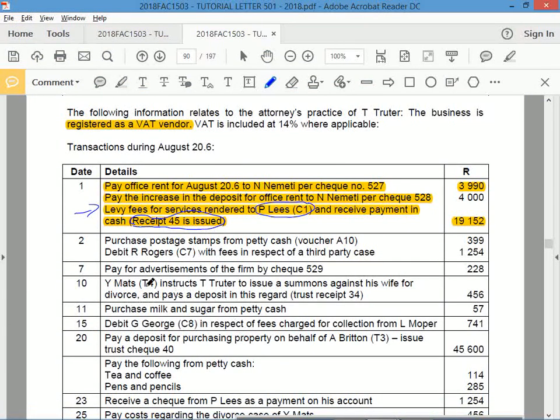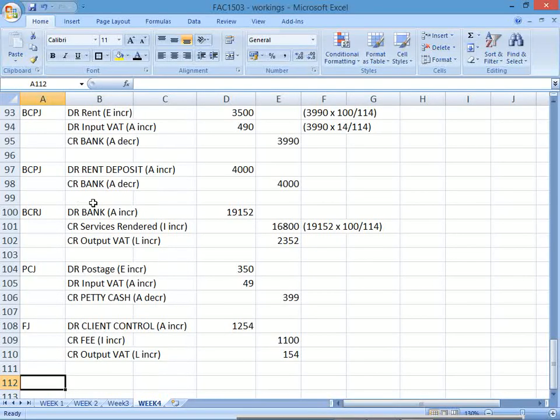Right, I'm just going to do 2 more transactions. 7, pay for advertisements of the firm by check, 529. Right, what is that looking at? Business expense, 100% good. That's the key. Once you know it's by check, you know it's going to be a CPJ. It's for the business, so business CPJ. Okay, let's take that one.